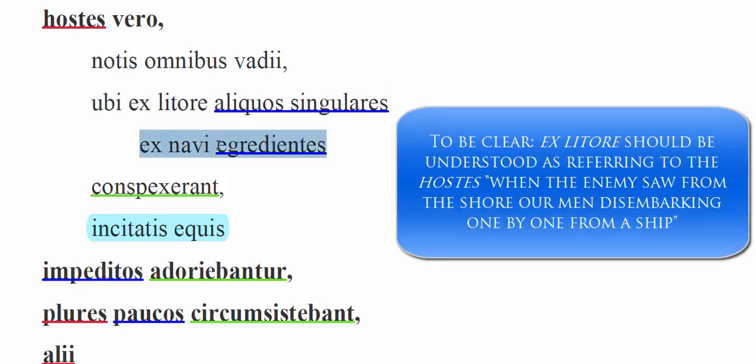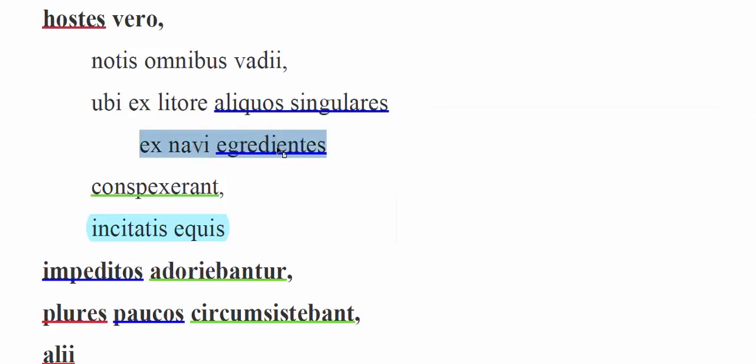coming, or from the ship coming, right? So they saw somebody climbing up out of the water onto the beach, or they saw somebody jumping down from a ship all by himself. So they're targeting the single people, the people off by their own. Ablative absolute, having spurred on their horses, with their horses having been spurred on, they would come upon or attack our men, being impeded, right, being burdened.